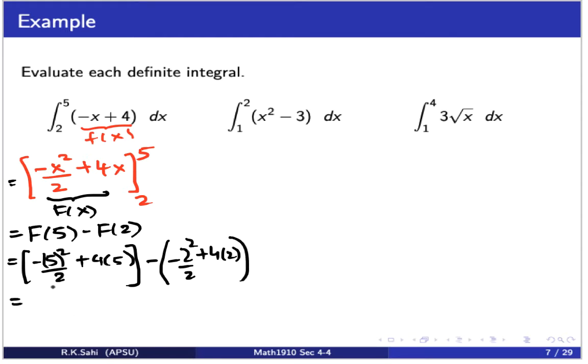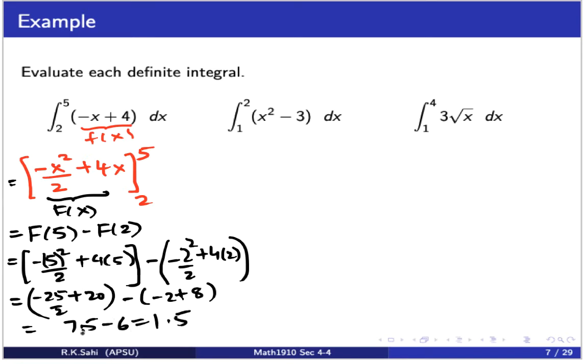And what you get over here is minus 25 over 2 plus 20, minus, this is 2 plus, so it's minus 2 plus 8. And when you do the math, this comes out to be 7.5 minus 6, which is 1.5. Okay, now let me clean that up. So this one is 7.5. Okay, so we have done this problem.